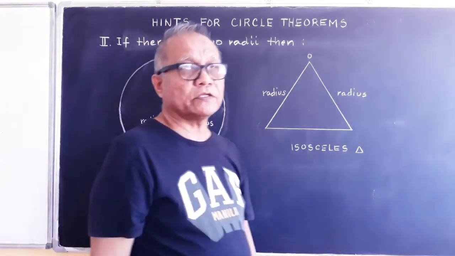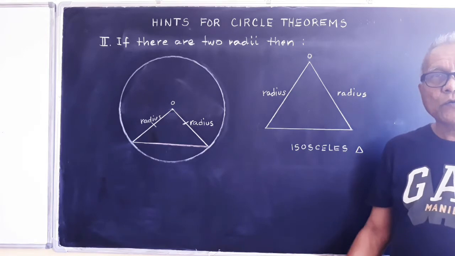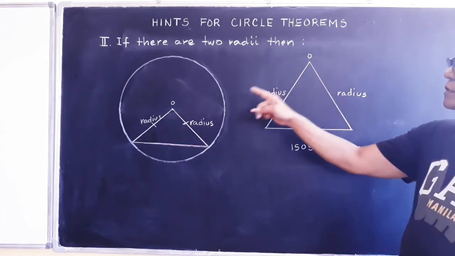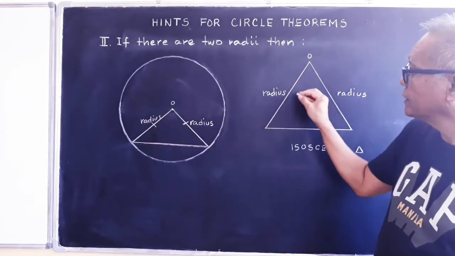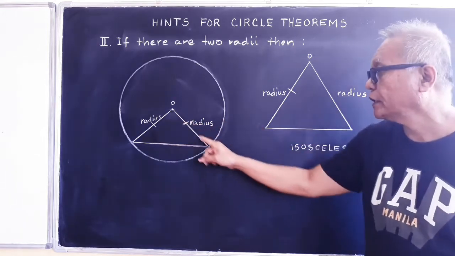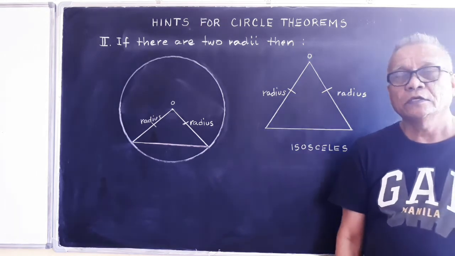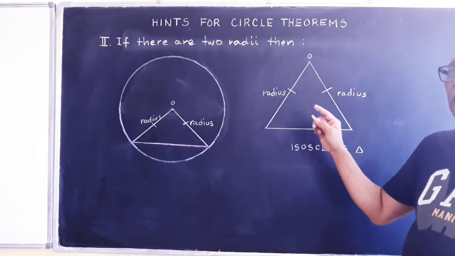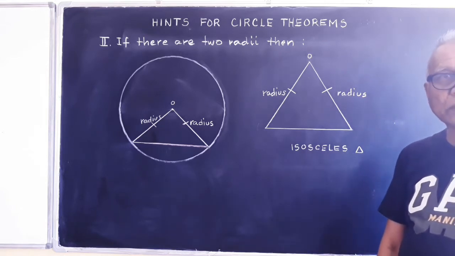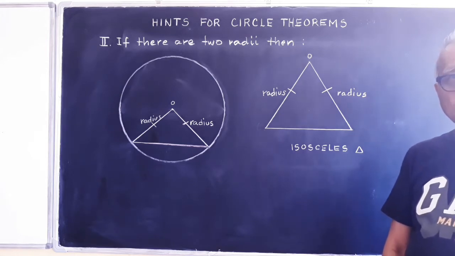Okay, let's discuss the isosceles triangle, class. In an isosceles triangle, we have two equal sides. This one is the radius, and this one is equal to the other radius here. So I'm going to put the mark here. If we have two equal sides, then we have two equal angles, and these angles are called base angles.